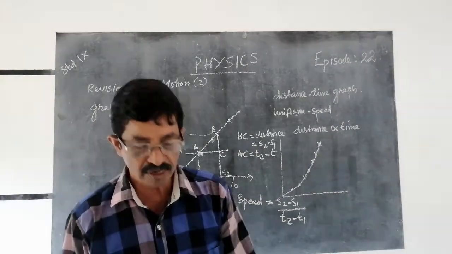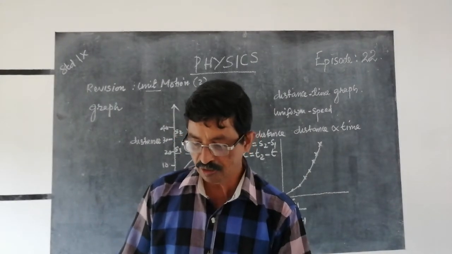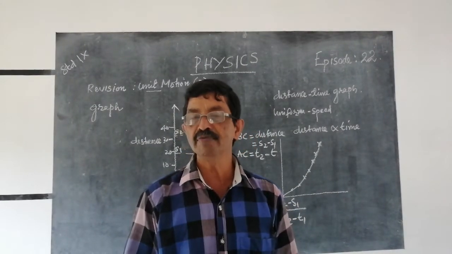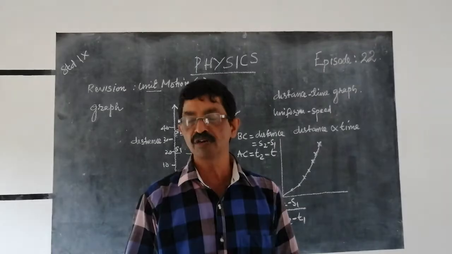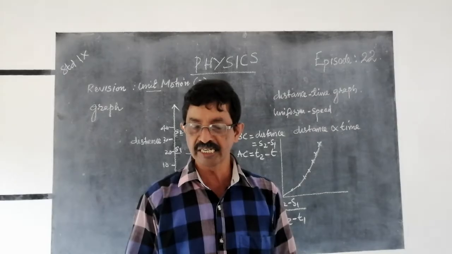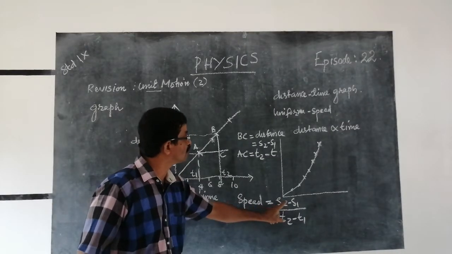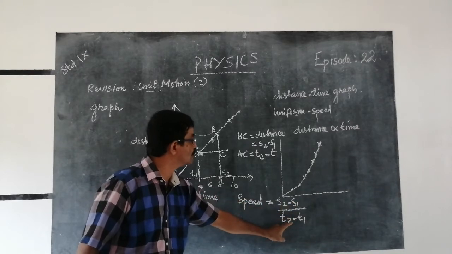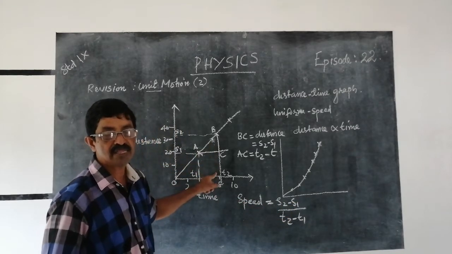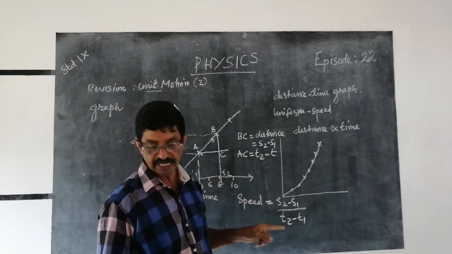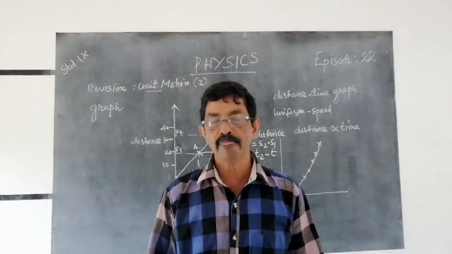Now the question that was asked to you: can we use a distance-time graph to find the speed of an object? The answer is yes, we get the speed of the object, that is (s2 minus s1) divided by (t2 minus t1), from the graph.